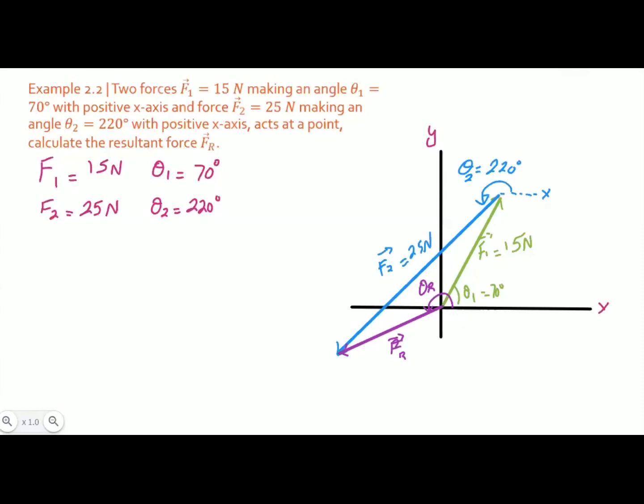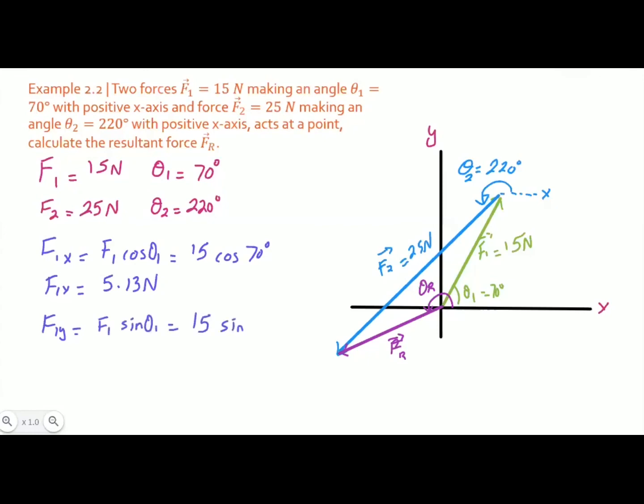So first of all, we will find F1x, which is equal to F1 cos of theta 1, while F1 is 15 and theta 1 is 70 degree. So F1x will be equal to 5.13 Newton, and F1y will be equal to F1 sine of theta 1, while F1 is 15 and sine of 70 degree, and F1y will be equal to 14.09 Newton. So these are the x and y components of the vector F1.